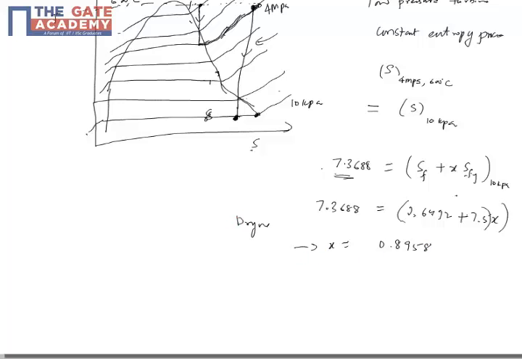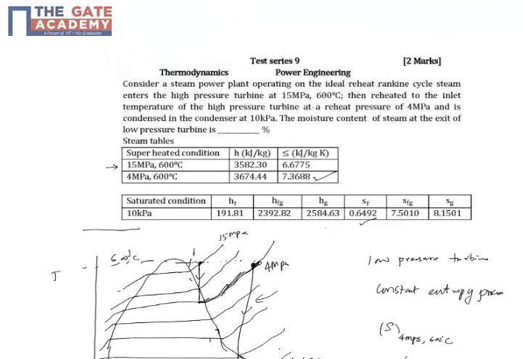So the moisture content will be 1 minus x, so 1 minus 0.8958. That means the mass of vapor by total mass is 89%, but we need to find the mass of liquid, the moisture content. That is 0.1042, and in percentage it is 10.42. So 10.42 percent is the liquid content or the moisture content. Thank you.